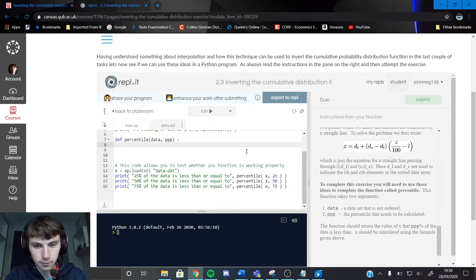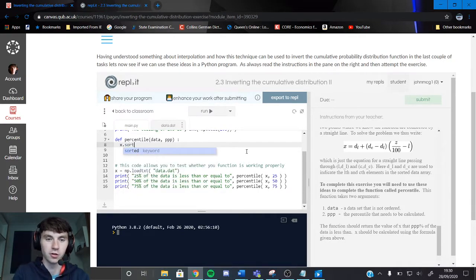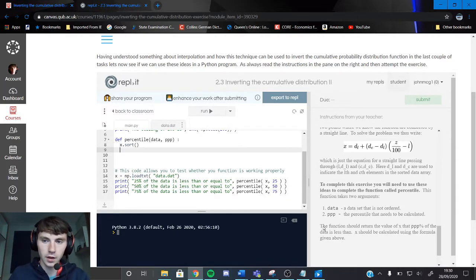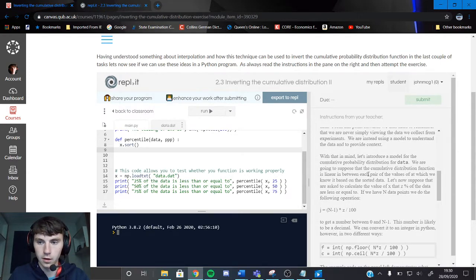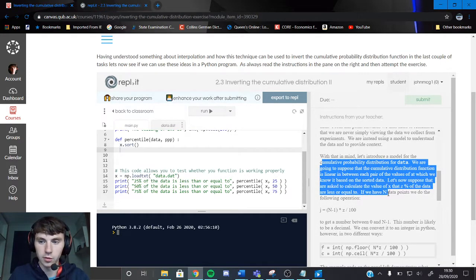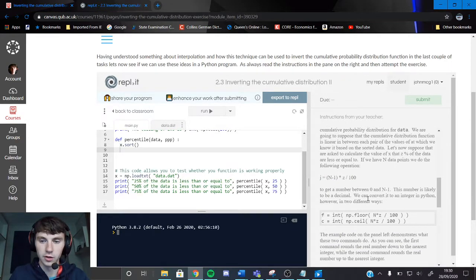So the first thing we're going to want to do with this one is sort, because we do need to sort this one, because we're not working off general values here. We're working off this exact data. And I'll explain up here that we're going to suppose that the cumulative distribution function is linear between each pair of values. So we just basically get the average between it. So we use this function here, n minus 1 multiplied by z over 100.